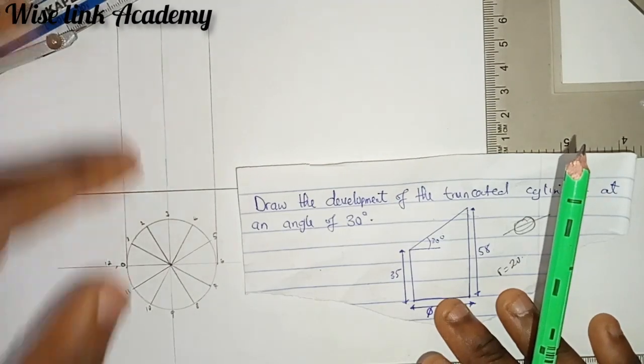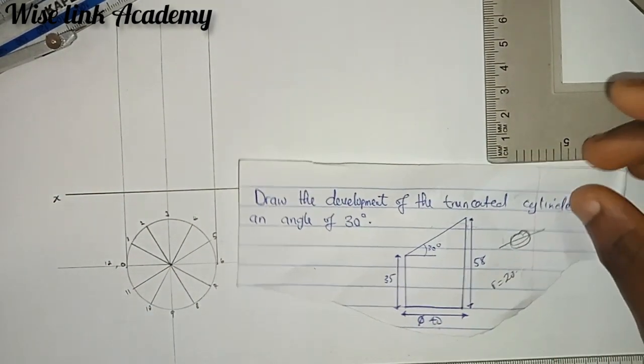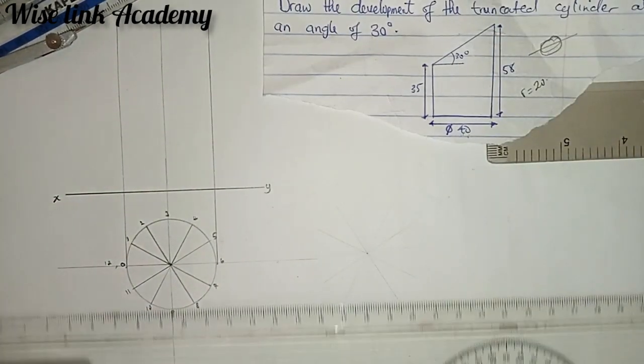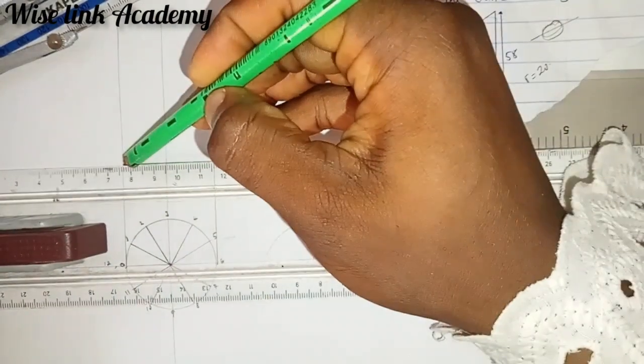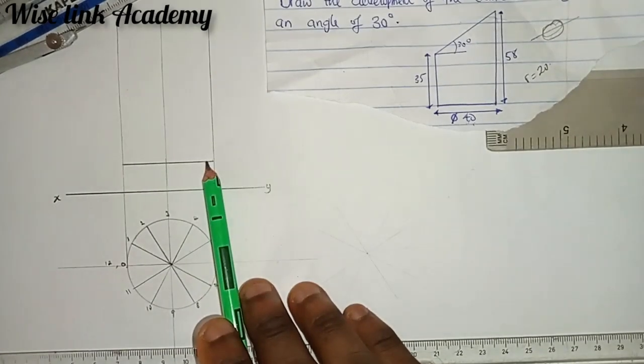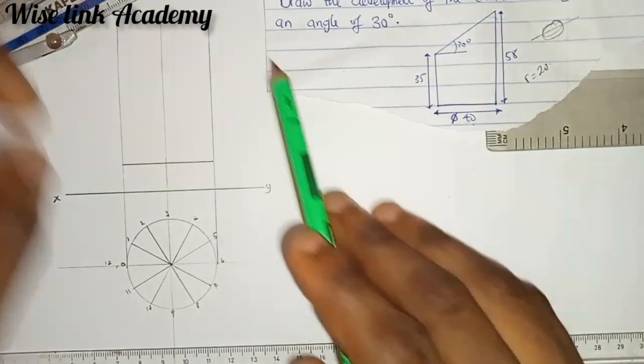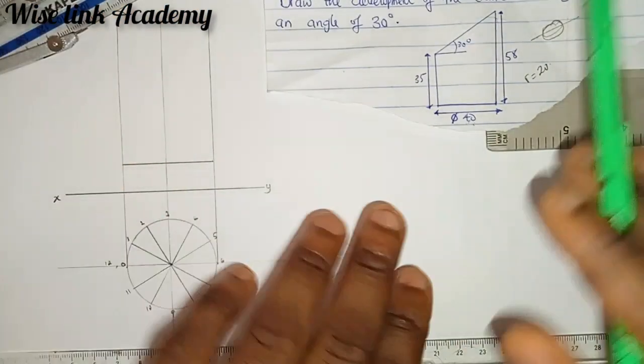So we don't need to measure that 40 again. Just introduce one point. Let me put this question here. Coming here, you just take one point. I want to use this point. You just assume a point from this line I'm drawing. You can start from anywhere on this line.